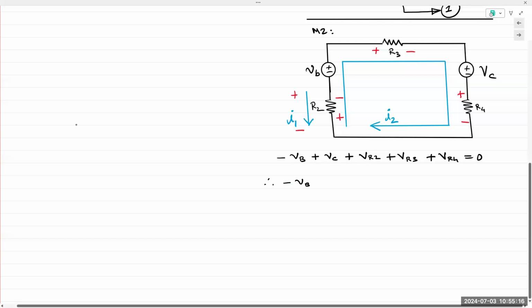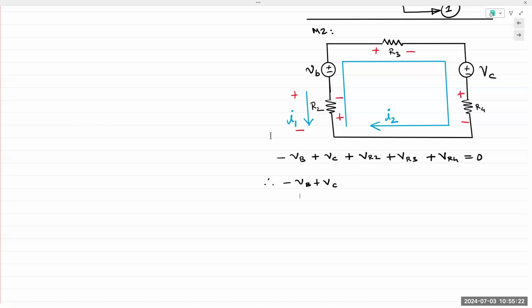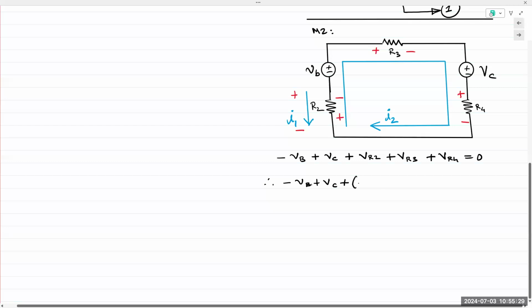Minus VB, plus VC. And VR2, of course, is the only other shared branch. So it would be plus, and this time we are in mesh 2, so I2 is positive, I1 is negative: I2 minus I1 times R2, plus I2 times R3, plus I2 times R4.